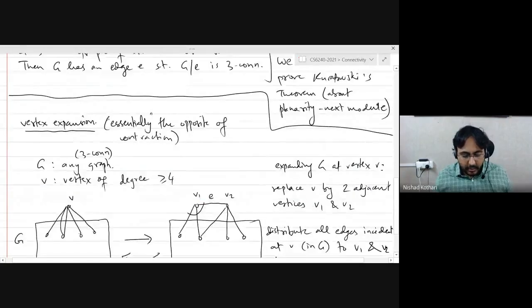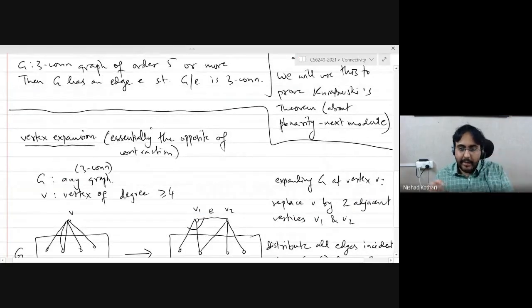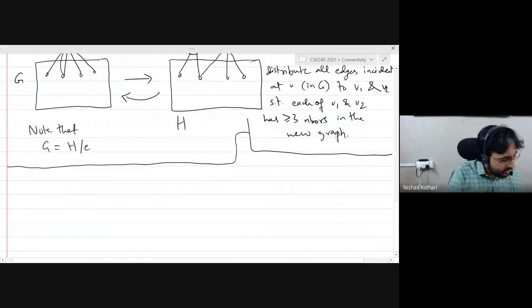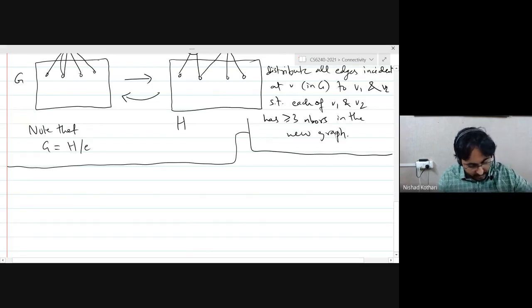And what we will also prove is that whenever you take a three connected graph and you take a vertex of degree 4 or more and you expand the graph at that vertex, then the new graph you will get will always be three connected. So that's another theorem. I think this one is essentially going to be do it yourself. It's not difficult at all.